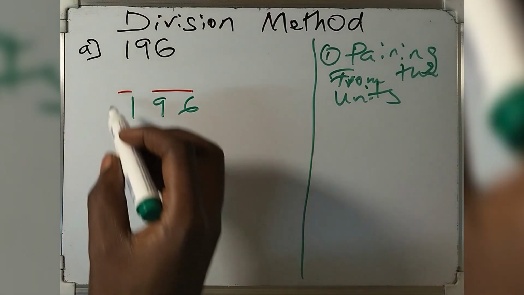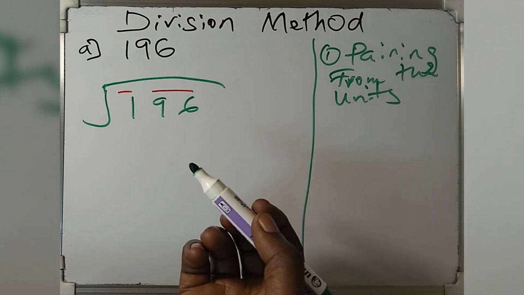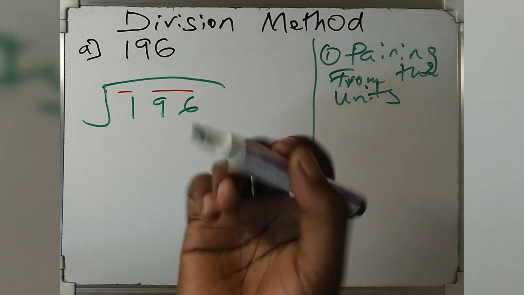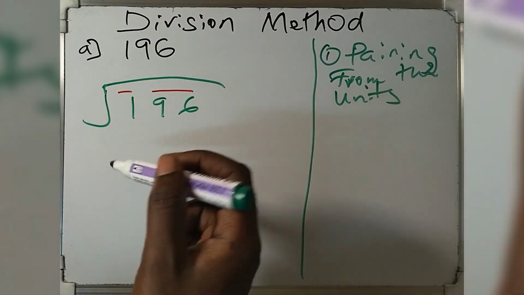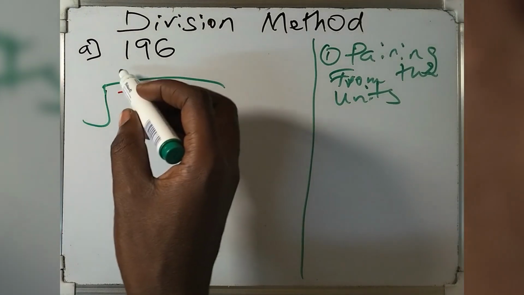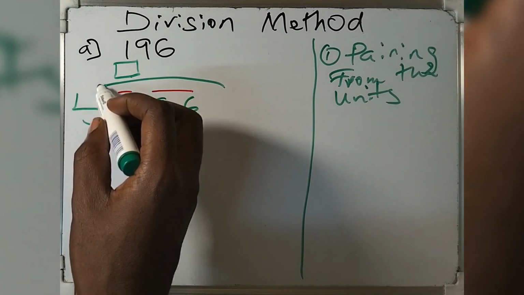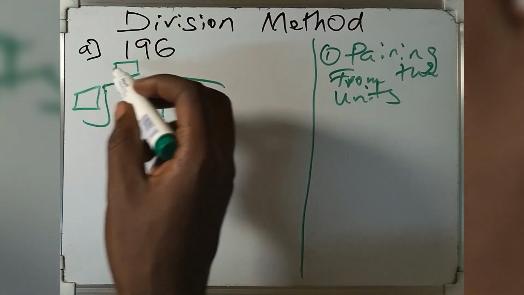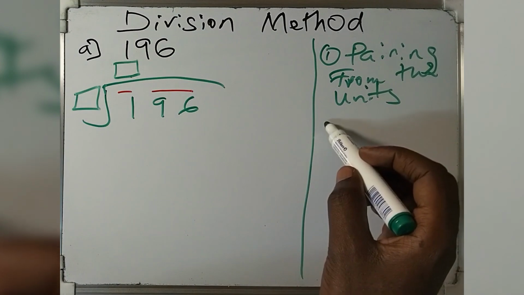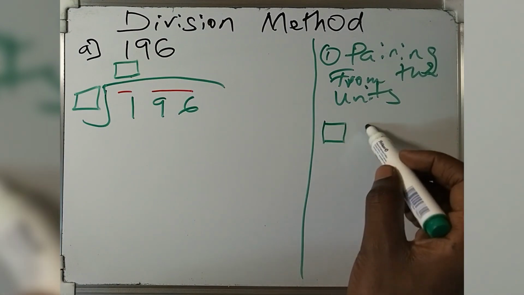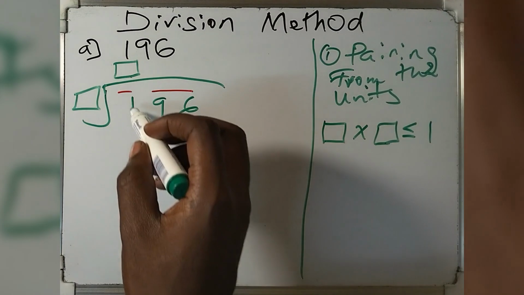Now the second step is to find the largest perfect square. To find the largest perfect square, in such a way, let's say that a number that will be here is the same as the number that will be here, and this number is the largest perfect square. Like I'm trying to say that this number times this number should be equal or less than 1.